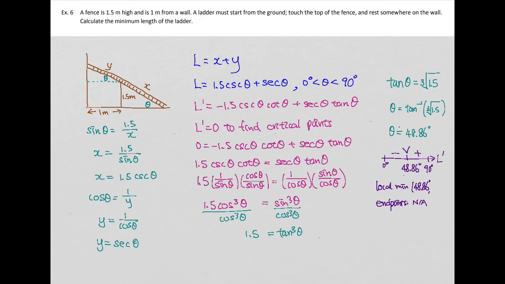the inequality. And let's substitute the angle 48.86 degrees back into the length equation. Then you will see the value is 3.51. Therefore, the minimum length of the ladder is approximately 3.51 meters at the angle 48.86 degrees.